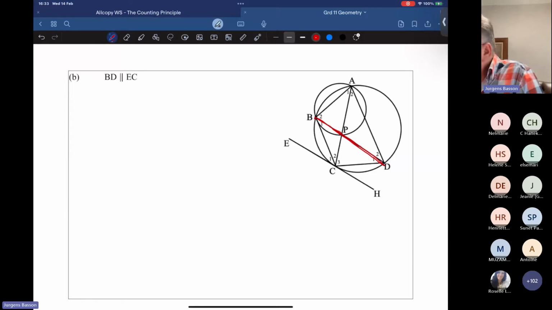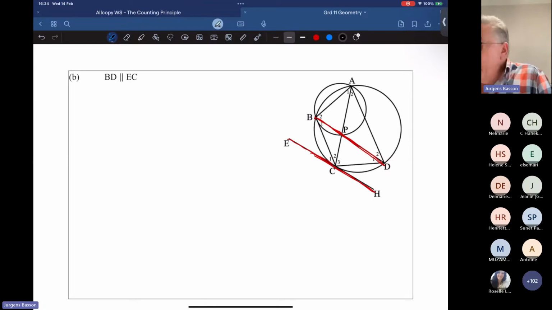And I want to prove it parallel to EC. So we want those 2 sides parallel. Now to prove parallel, it's most of the time alternate angles or corresponding angles or co-interior. And we must now see, can we get that? Can we get something like that that we can prove it?